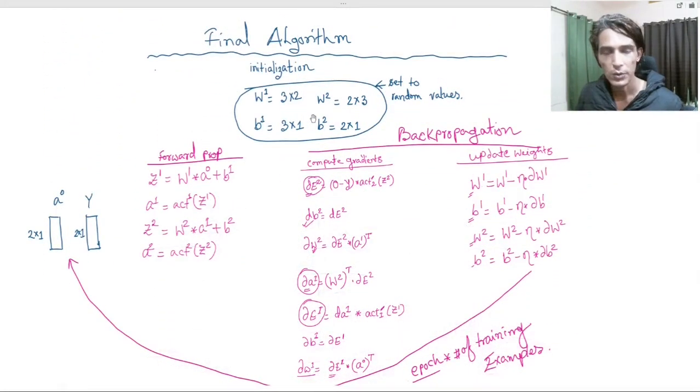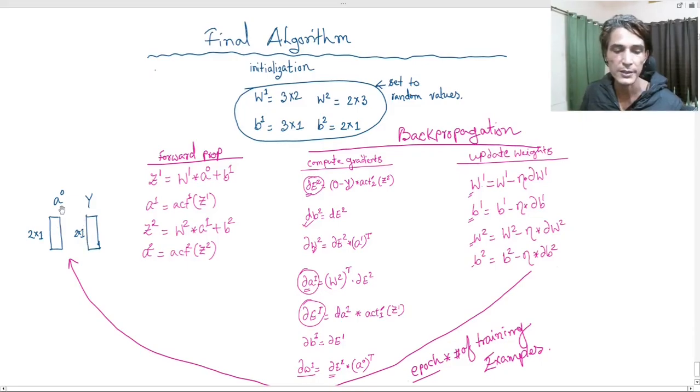Now, once we know all the details, then it's time for the final algorithm that we're going to actually implement. At the beginning, we will perform an initialization step where we'll be initializing all the weight matrices and the bias matrices to some random numbers. And once it is done, we'll take one input and its corresponding output. We'll store the input in A0 and we'll store the output in Y.